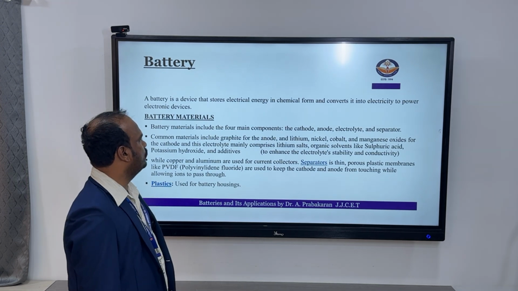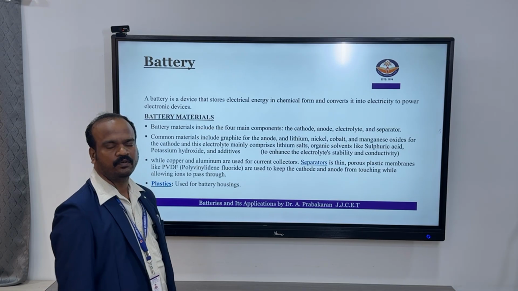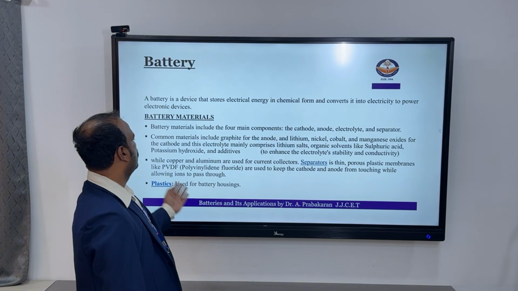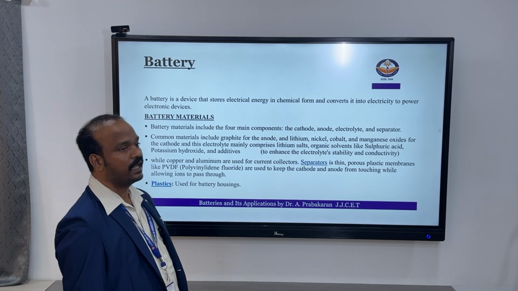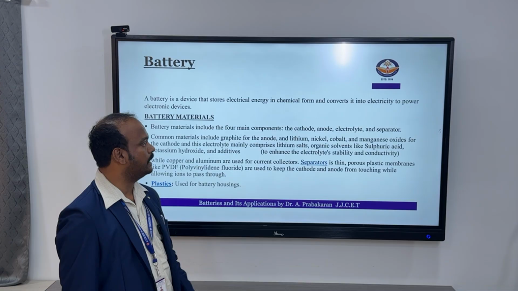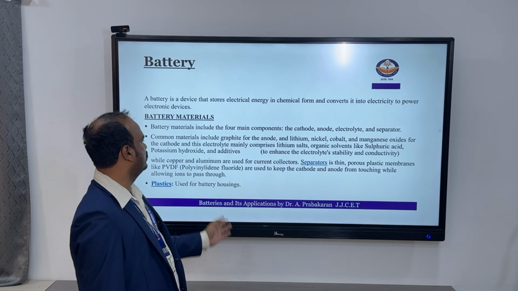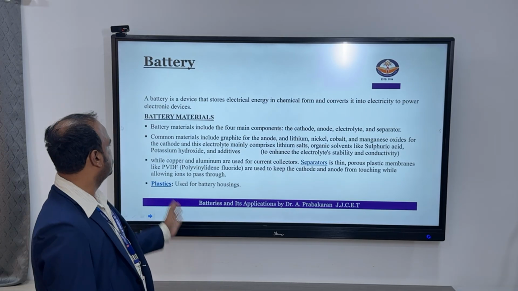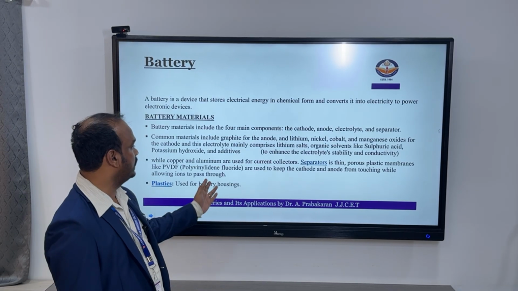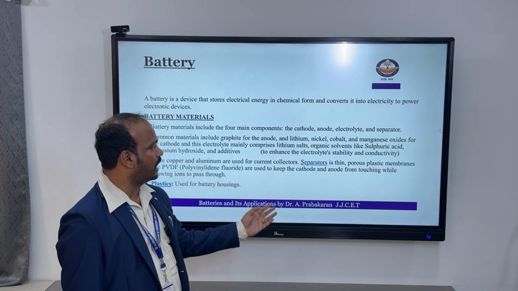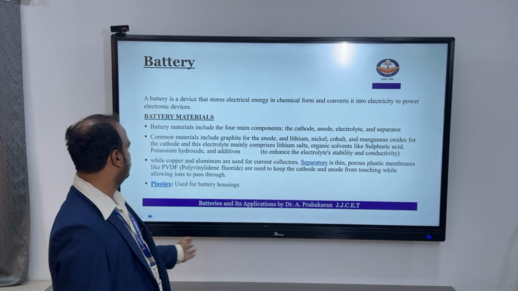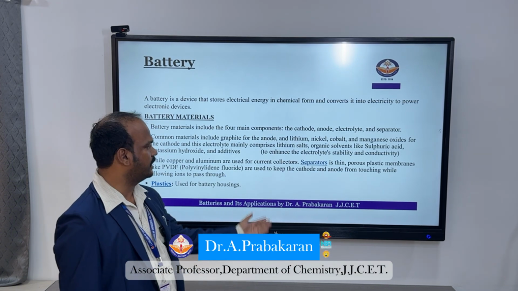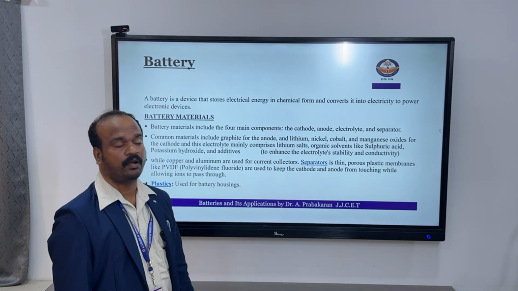The battery materials include four main components, known as the cathode, anode, electrolyte and separator. Common materials include graphite for the anode, and lithium, nickel, cobalt and manganese oxide for the cathode. The electrolyte mainly comprises lithium salts and organic solvents, like sulfuric acid, potassium hydroxide, and additives to enhance electrolyte stability and conductivity. Copper and aluminum are used for the current collectors. The separator separates the anode and the cathode component.